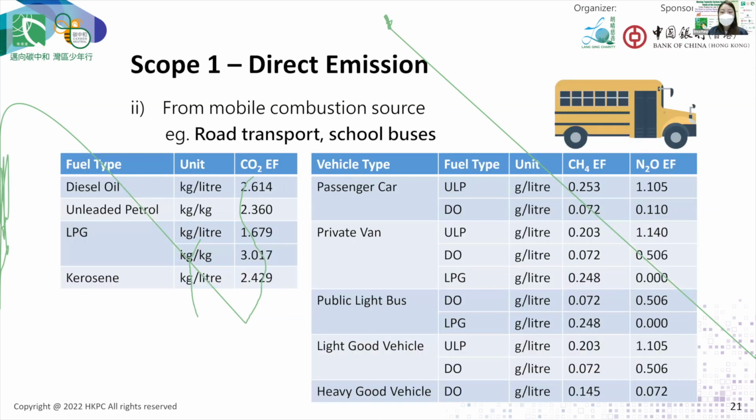Another scope 1 source that we usually come across is the mobile combustion source, for example road transport or the school buses. It is similar to the stationary source, in that we can simply multiply the fuel amount by the emission factor to get the emissions from this scope.